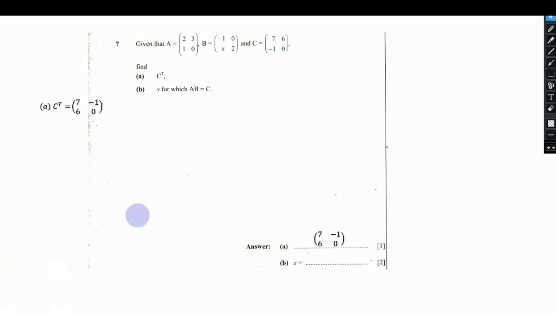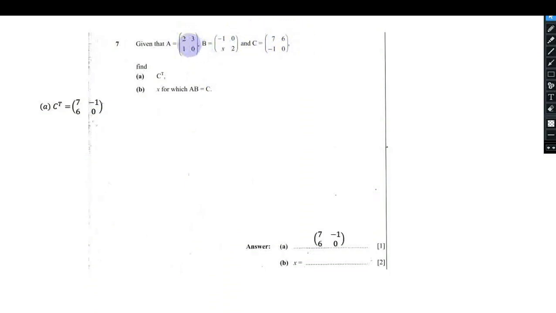Remember, when you see the T, it simply means transpose. Make the rows into columns, the columns into rows. That's what it means. Okay, and then find the value of x for which AB is equal to C. Okay, AB is equal to C, meaning multiplying AB, the elements in A and B should be equated to C.